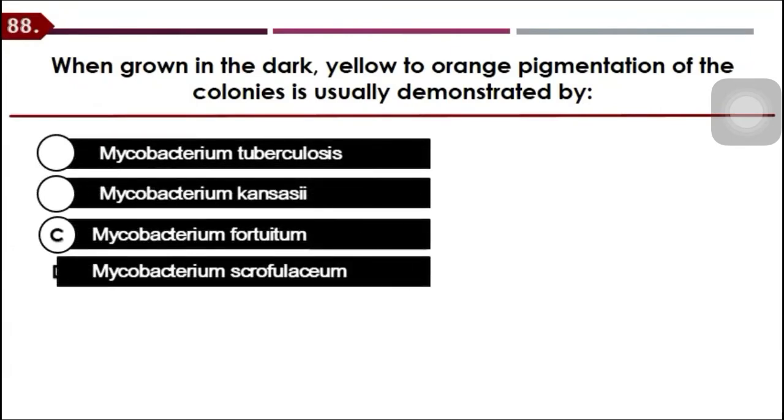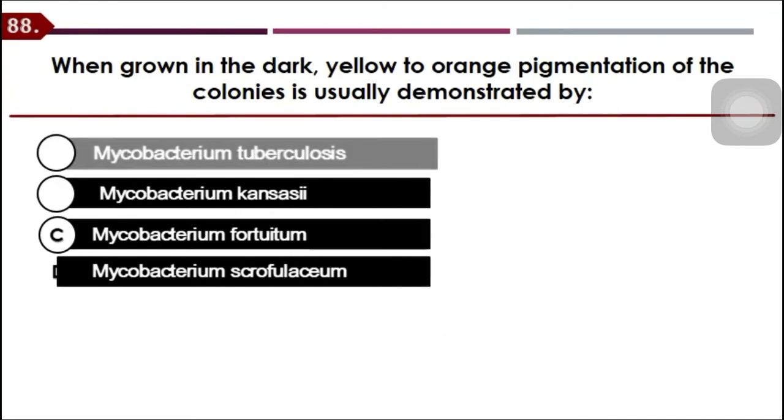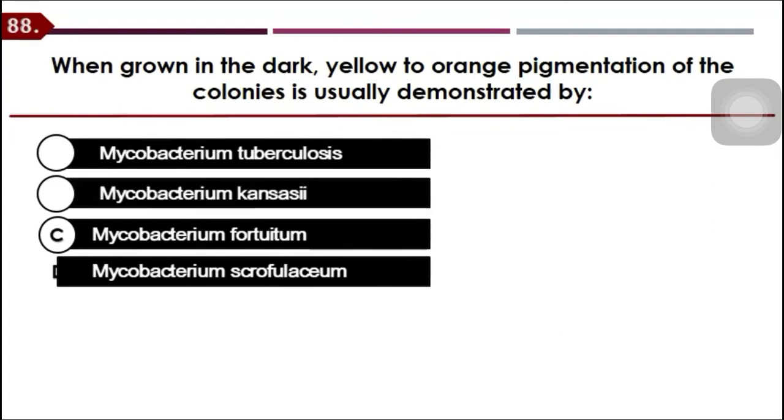Okay, for number 88, when grown in the dark, yellow to orange pigmentation of the colonies is usually demonstrated by, again, dark yellow to orange pigmentation, MTB, M. kansasii, M. fortuitum, or M. scrofulaceum. Take note, yellow to orange pigmentation po. Correct answer is letter D, Mycobacterium scrofulaceum, which is a scotochromogen. Now M. tuberculosis does not produce pigmentation in the dark or after exposure to light. Okay, so we say na photochromogen.